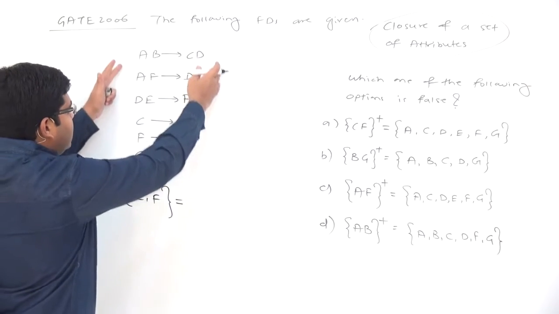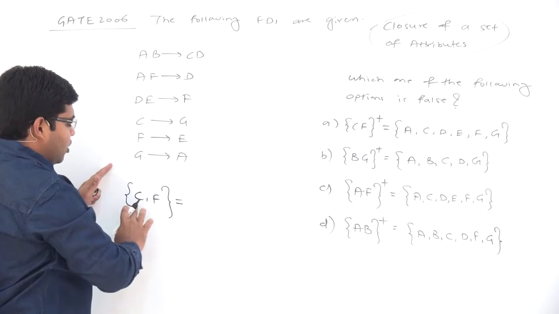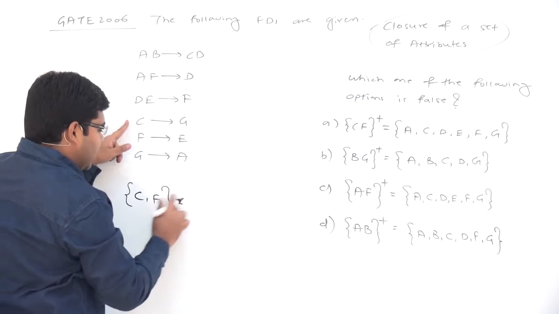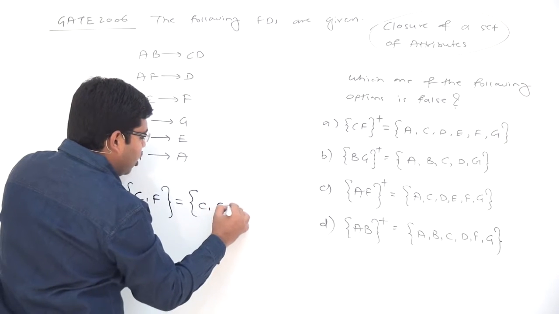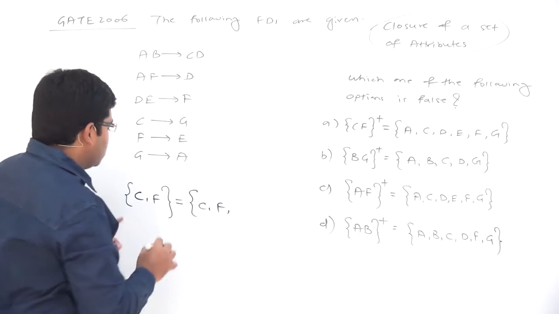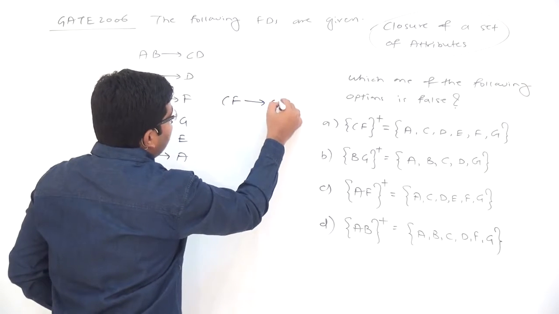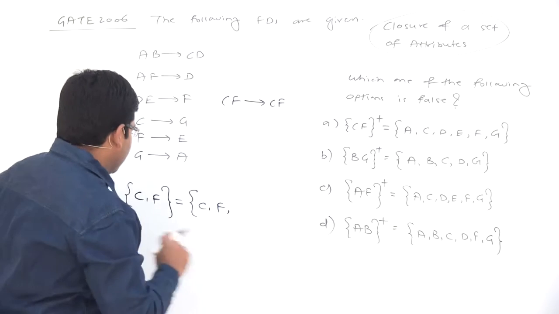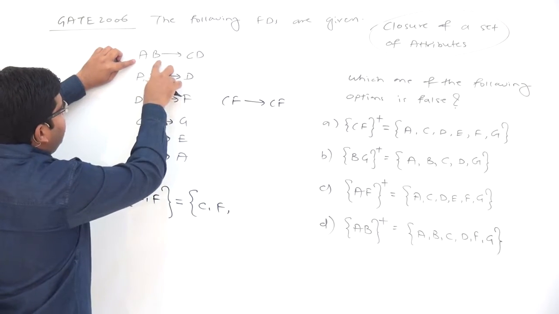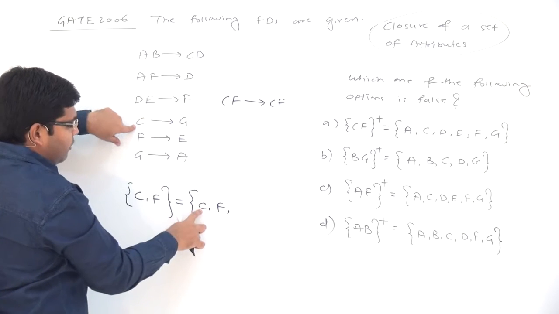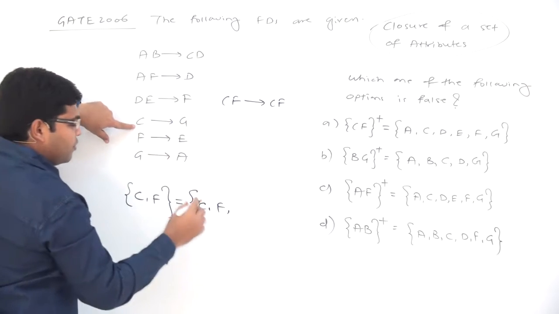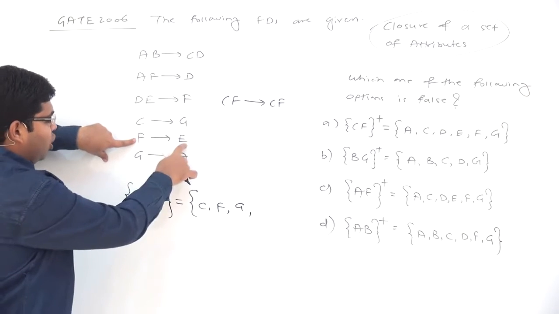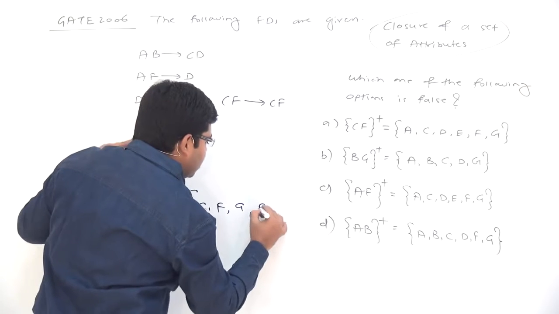Given the set of FDs, for example, C will give you the value of G. So what we can say, from CF you can always obtain the value of C, you can always obtain the value of F, because the FD CF gives CF, which will always hold by the reflexive rule. Then if you check the FDs one by one, it is AB, AF, DE, C. C is already available with us, so C will give you the value of G. Now from F you can obtain the value of E. F is also available, so F will give you the value of E.